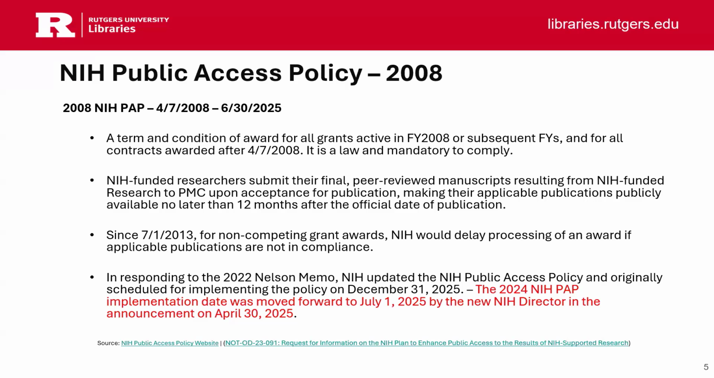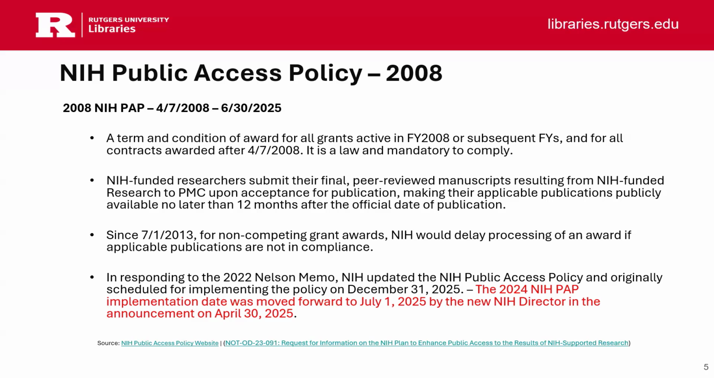The current policy is the 2008 version. It was implemented in 2008, as I mentioned earlier, for all grants and contracts that were awarded on or after April 7th. The original public access policy is still in effect until June 30th this year. Many of you are very familiar with this current policy. It allows a 12-month embargo for the final peer-reviewed manuscript or the final published paper to be made publicly accessible in PMC after the acceptance for publication.